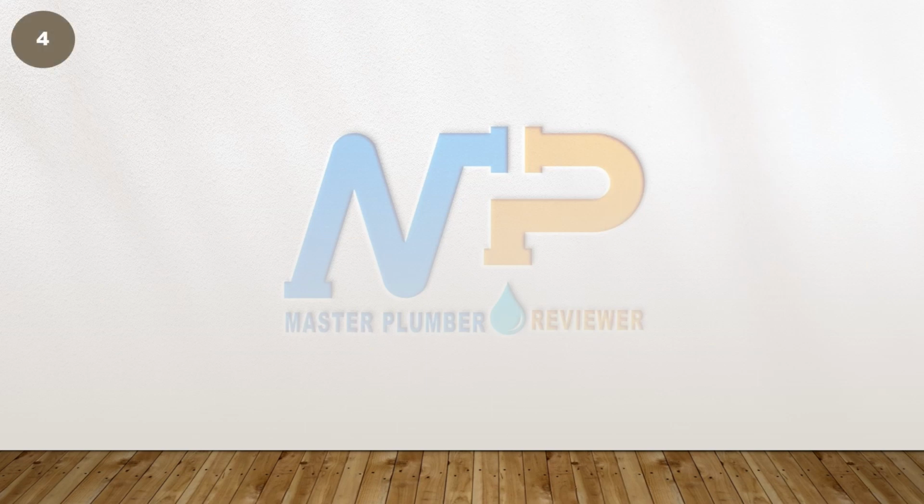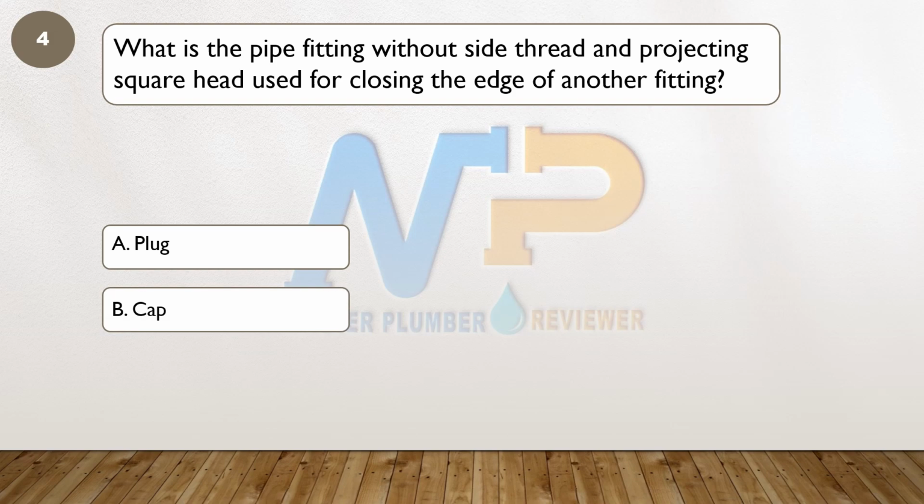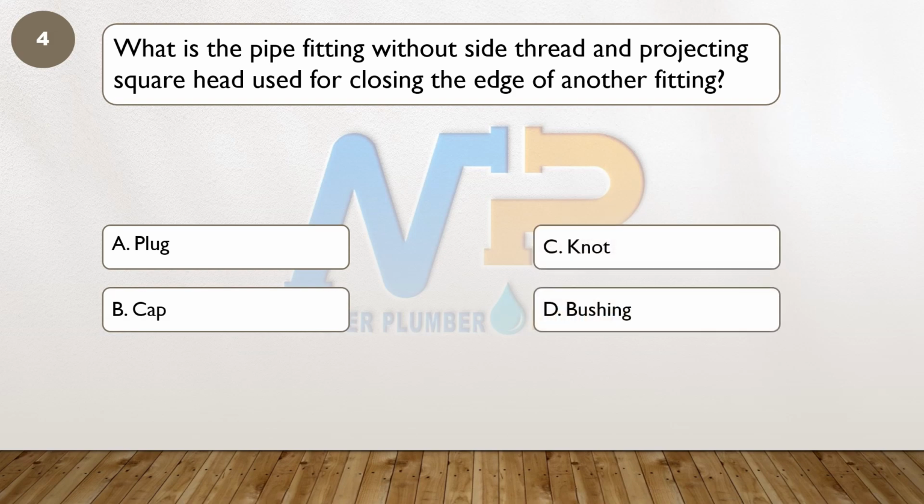Number 4. What is the pipe fitting with outside thread and projecting square head used for closing the end of another fitting? A. Plug. B. Cap. C. Knot. D. Bushing. The answer. It's A. Plug.